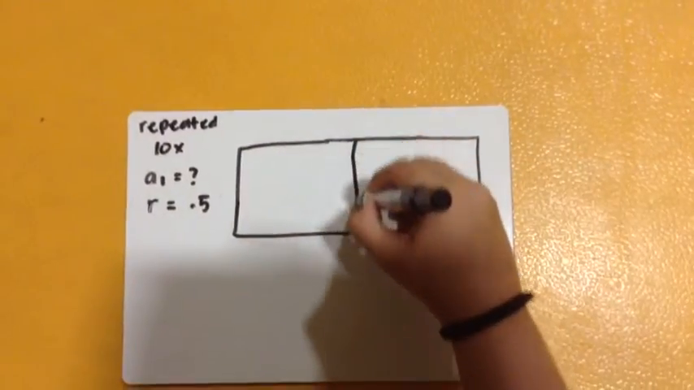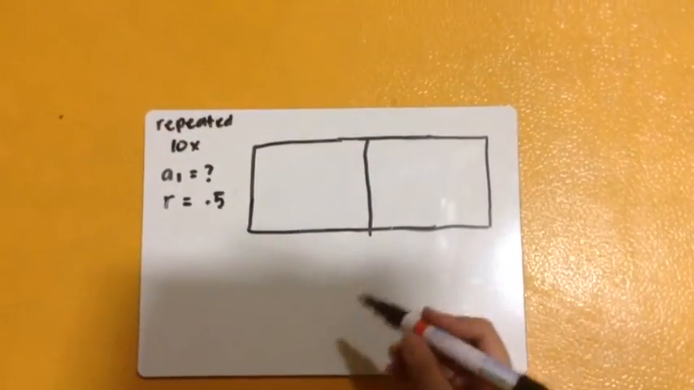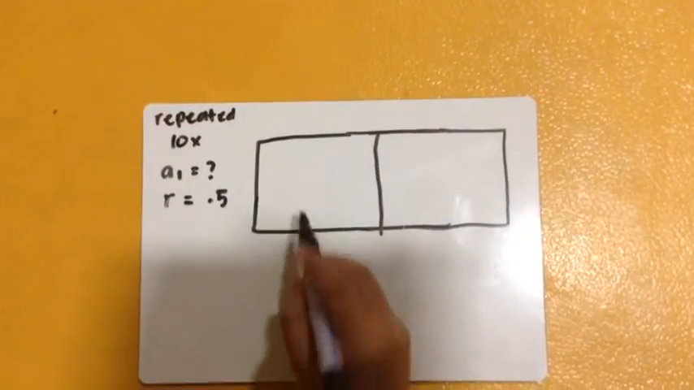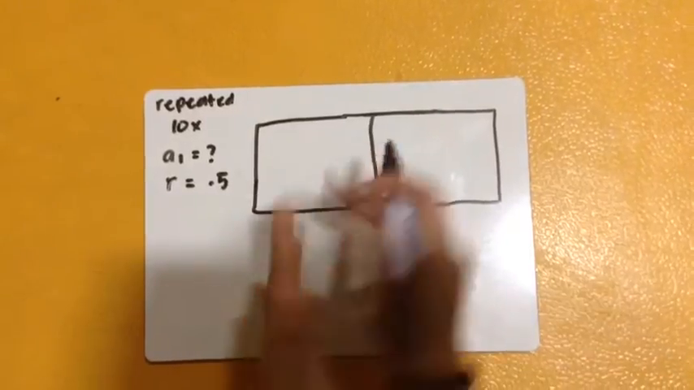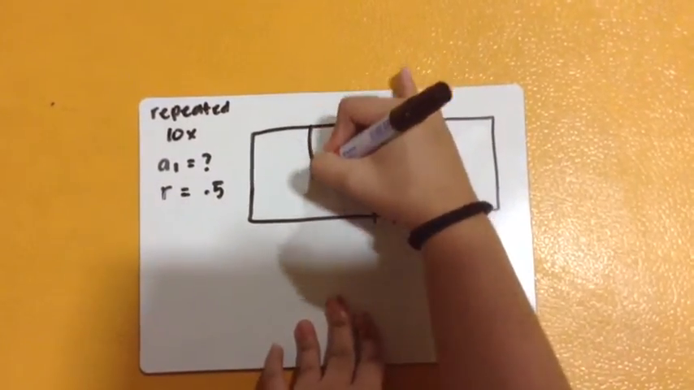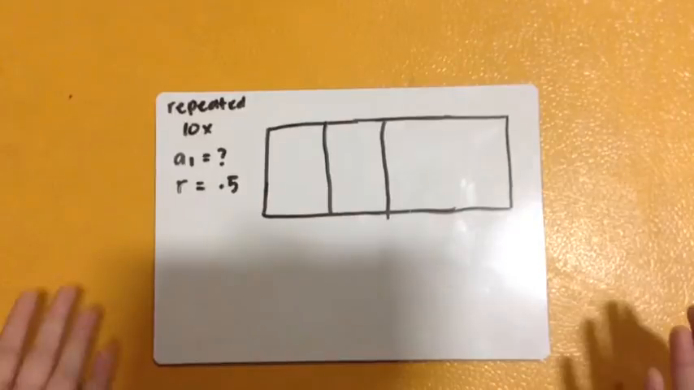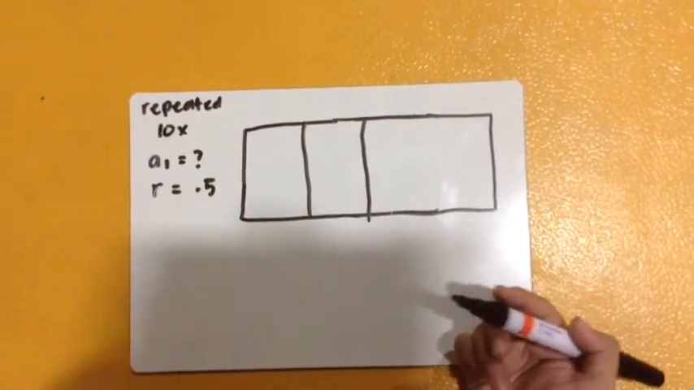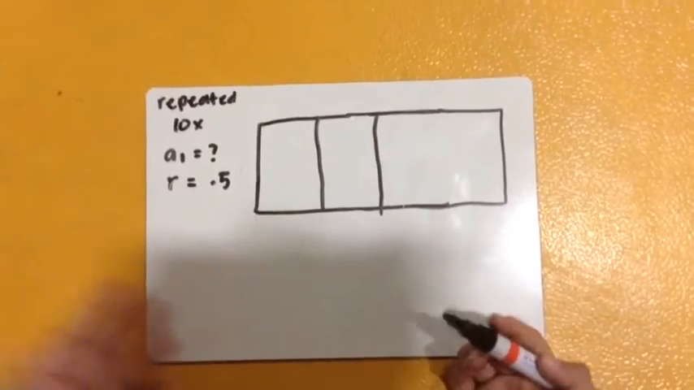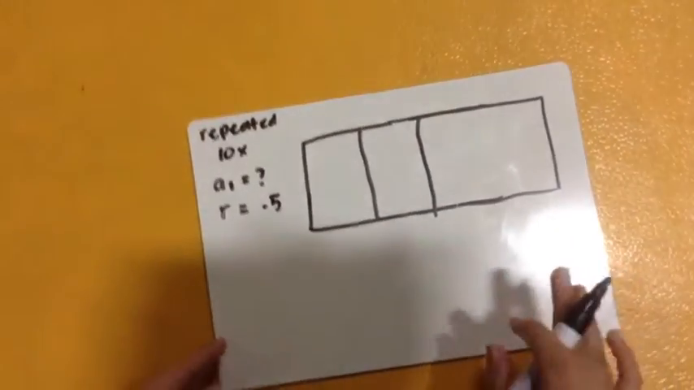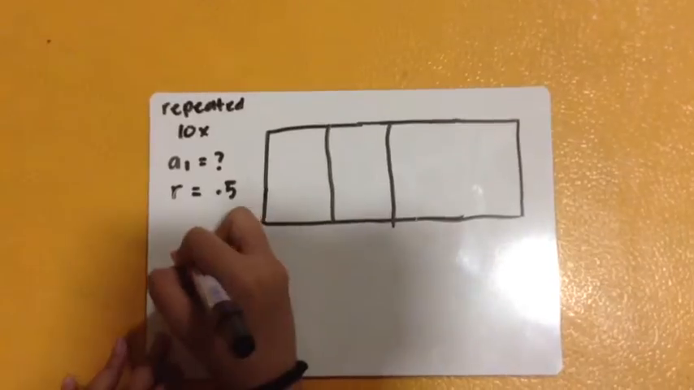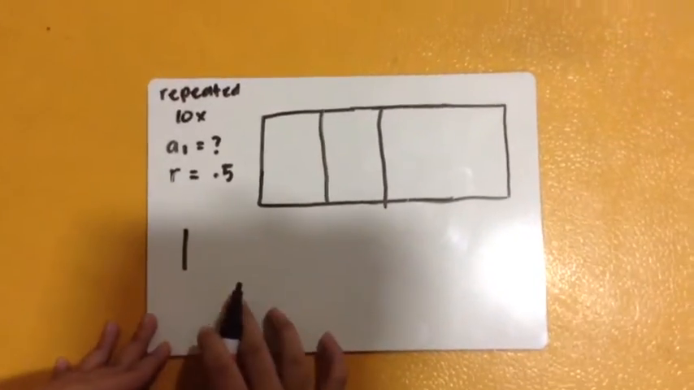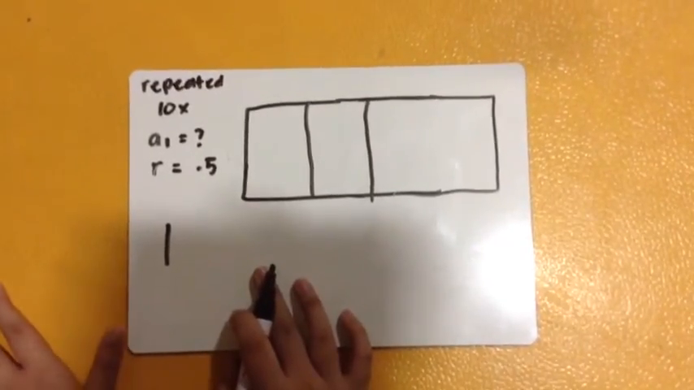It's cut in half. Let's just say that's one half. Okay, so what will we do? This one is already cut in half, and then you have to fold this one in half again. So what will happen after that? You have to repeat this half process 10 times. So what is our first term? Our first term is actually 1.